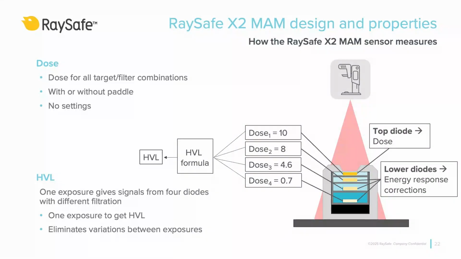If we start with dose and HVL, the top diode is mainly there to capture dose. But together with the other diodes, we have been able to create a sensor that can measure both dose and HVL for all mammography machines without any specific settings. This is a truly unique feature compared to other sensors on the market, which typically either only measure on certain machines or require you to specify the anode filter combination for the sensor to get a proper dose and HVL reading.